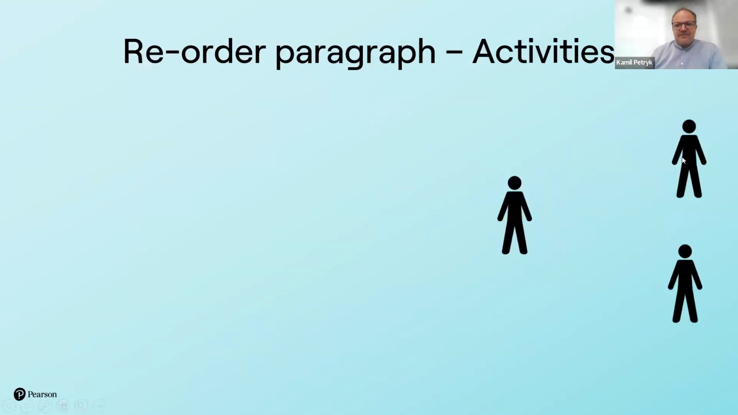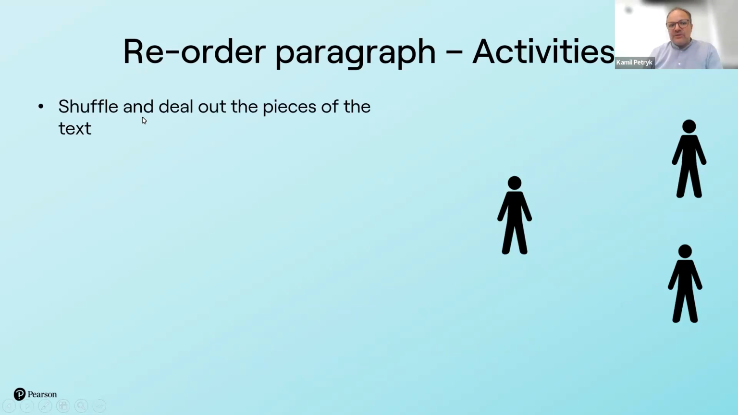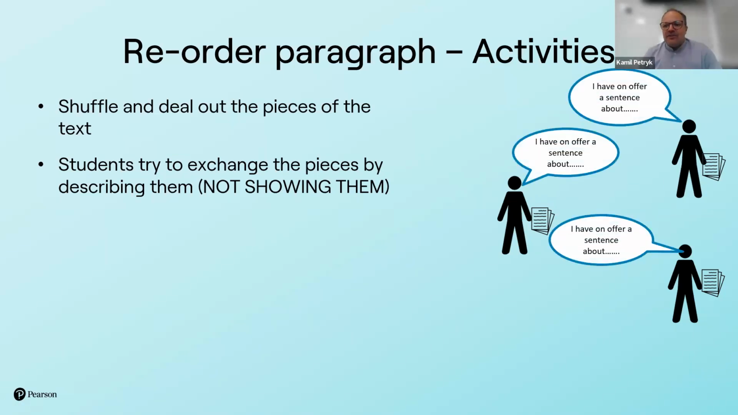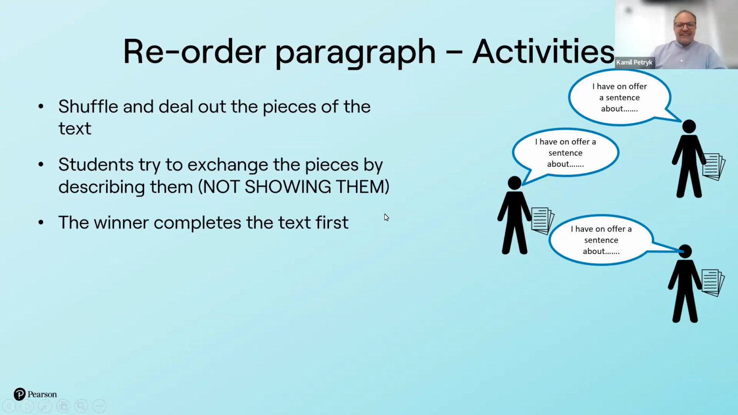A trading game. So you have a group of students. You shuffle and deal out the pieces of the text, so each student receives some sentences, and the task is that they try to exchange the pieces by describing the sentences, what the sentence is about, not showing the sentences. So they say, I have on offer a sentence about, and they say what the sentence is about. So they are trying to exchange. This is trading sentences. And the winner will be the person who completes the text first. So again, a lot of competition, some new content. This is rearranging, looking for the structure of the paragraph in a little bit different, more engaging way, I would say.